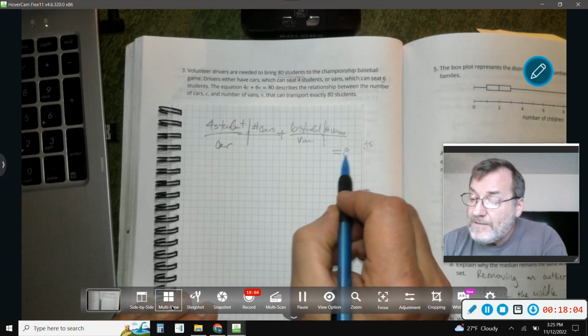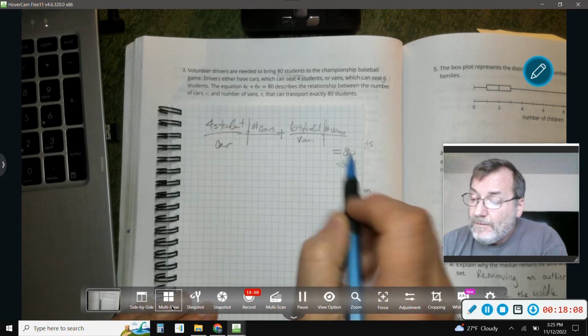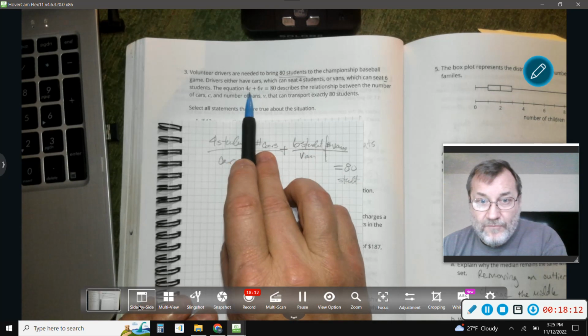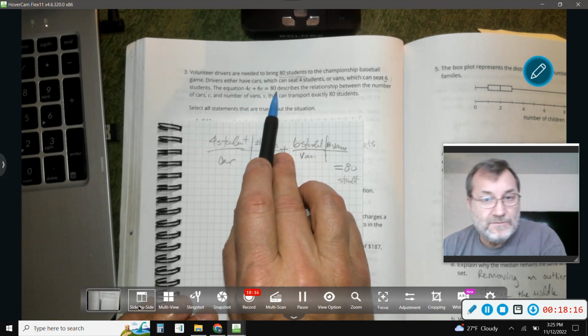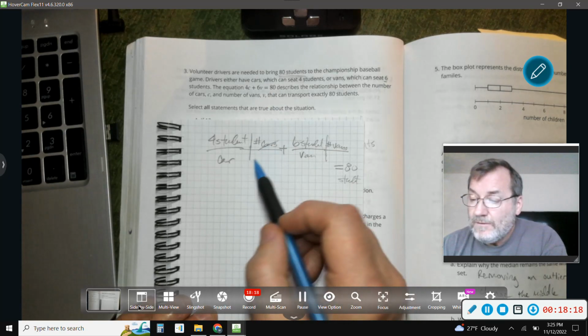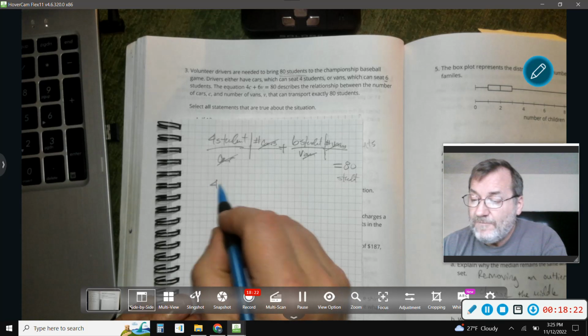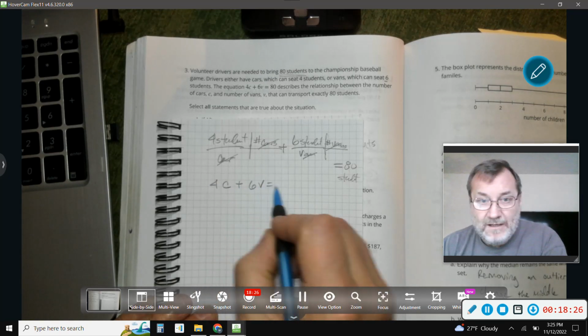And that adds up to 80 students altogether. So that's where they get this equation right here: 4 times the number of cars plus 6 times the number of vans equals 80 students. The car units cancel the vans. All right, so that's where they get the 4C plus 6B equals 80.